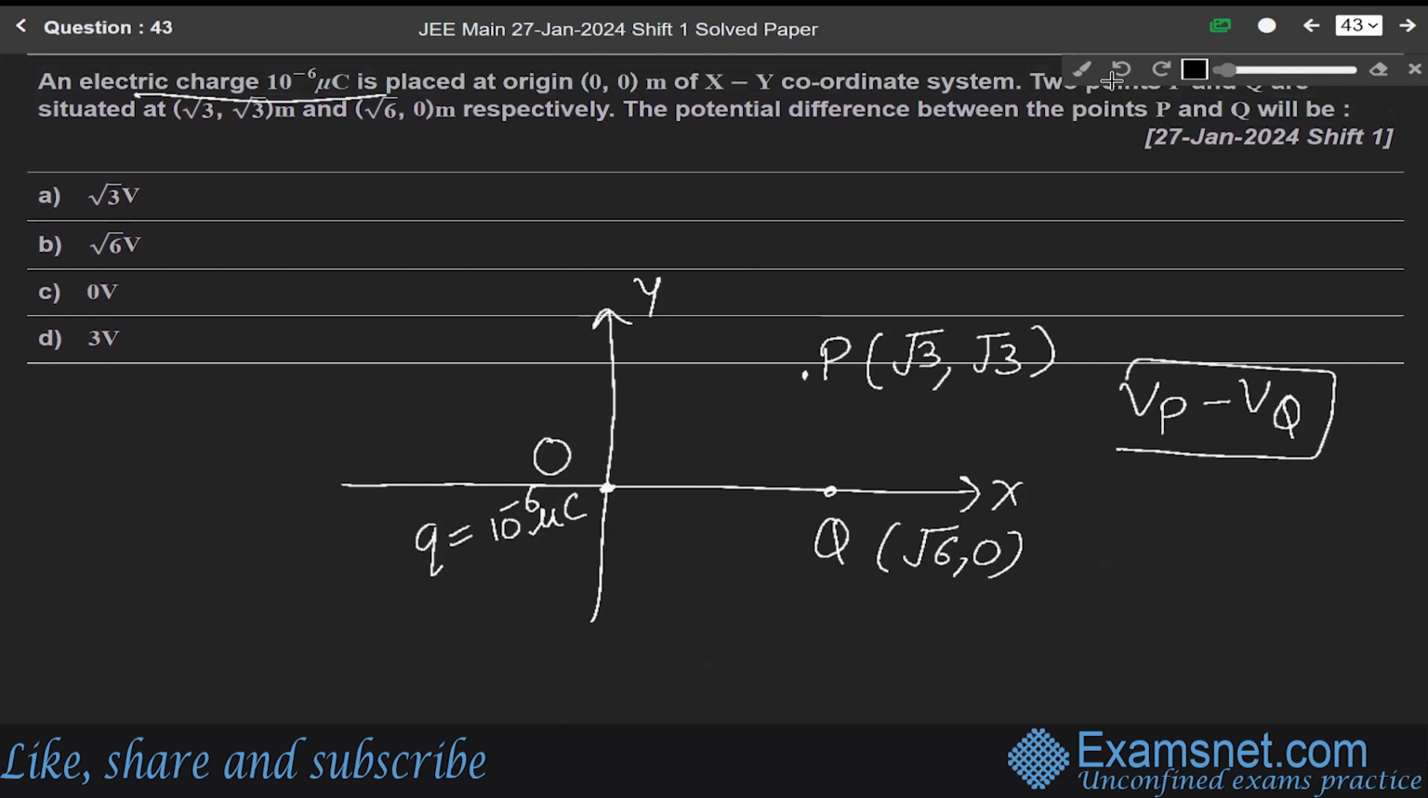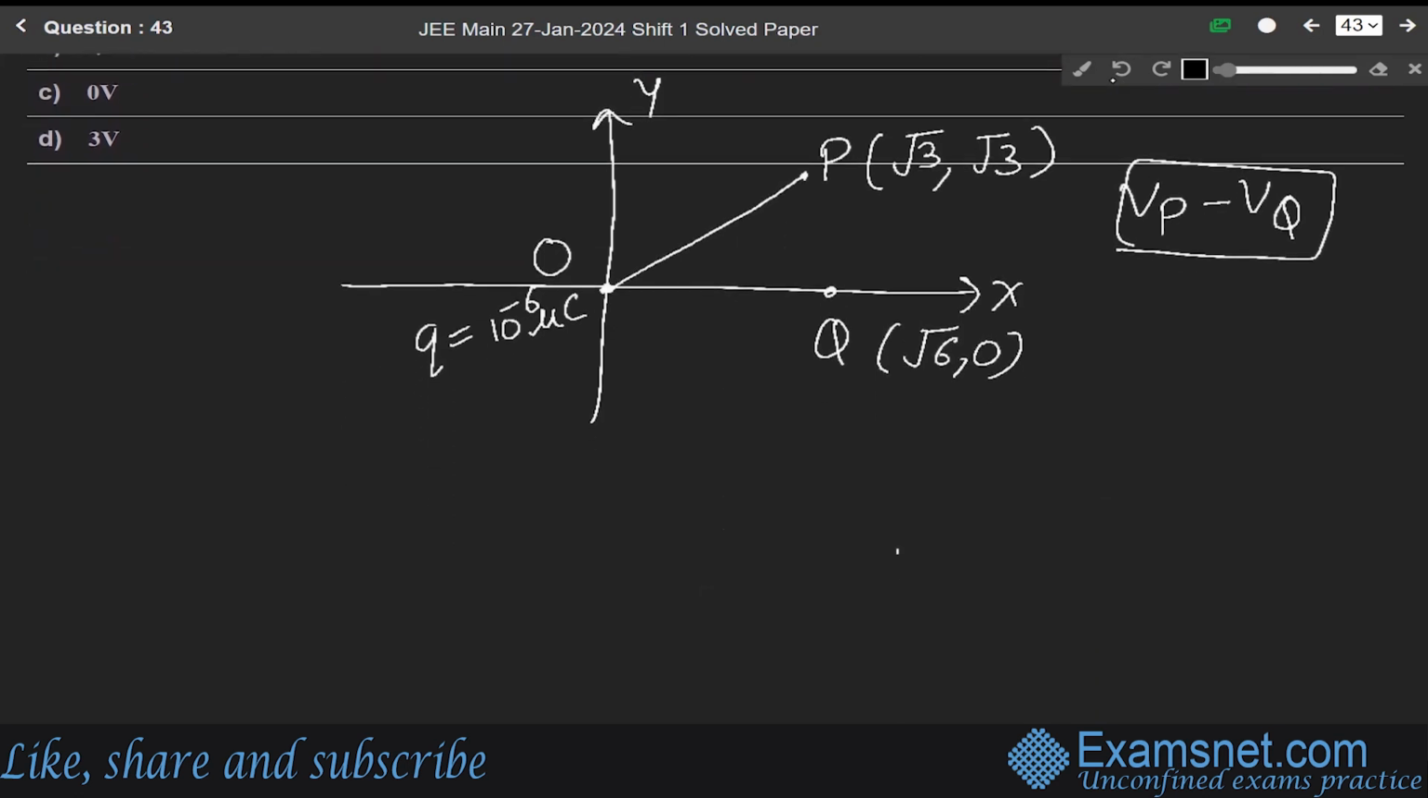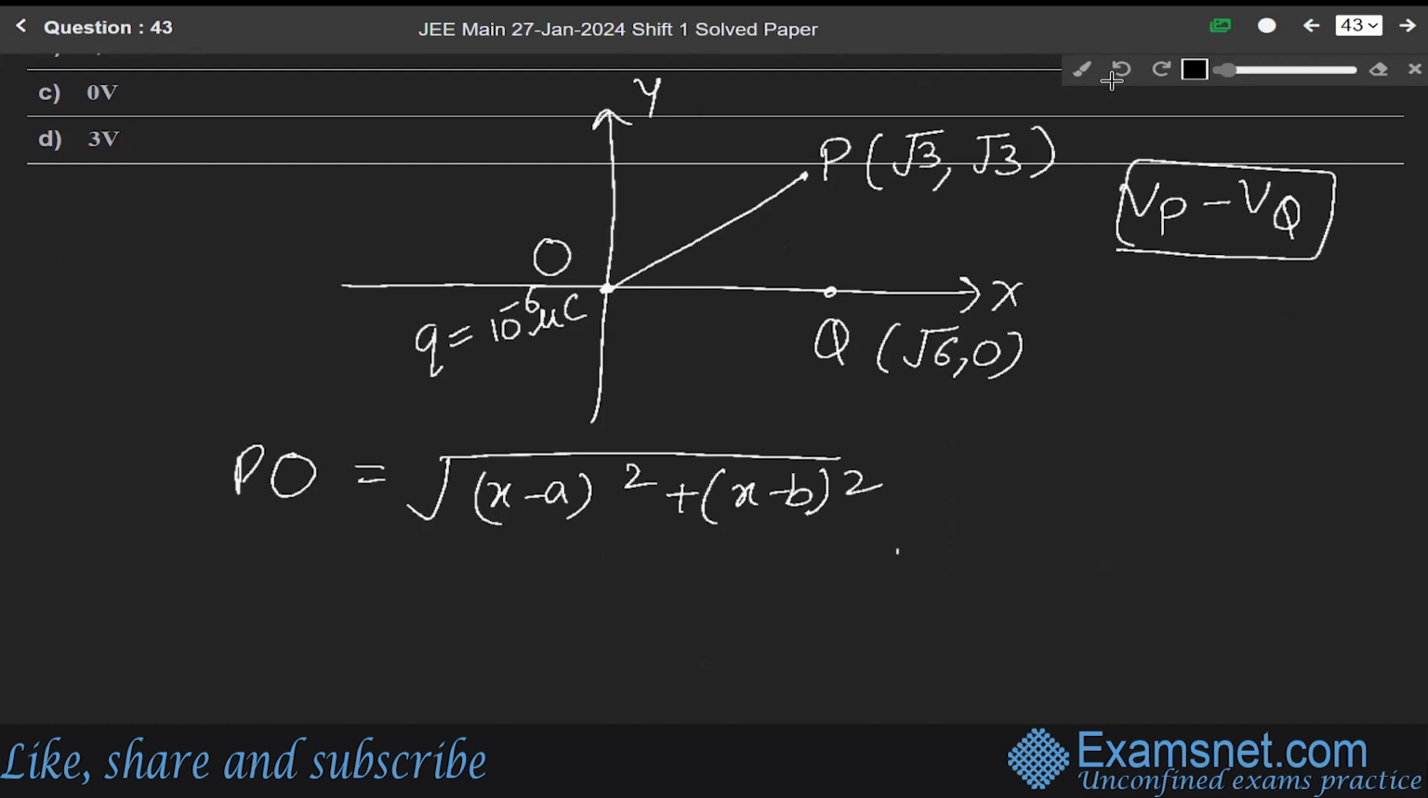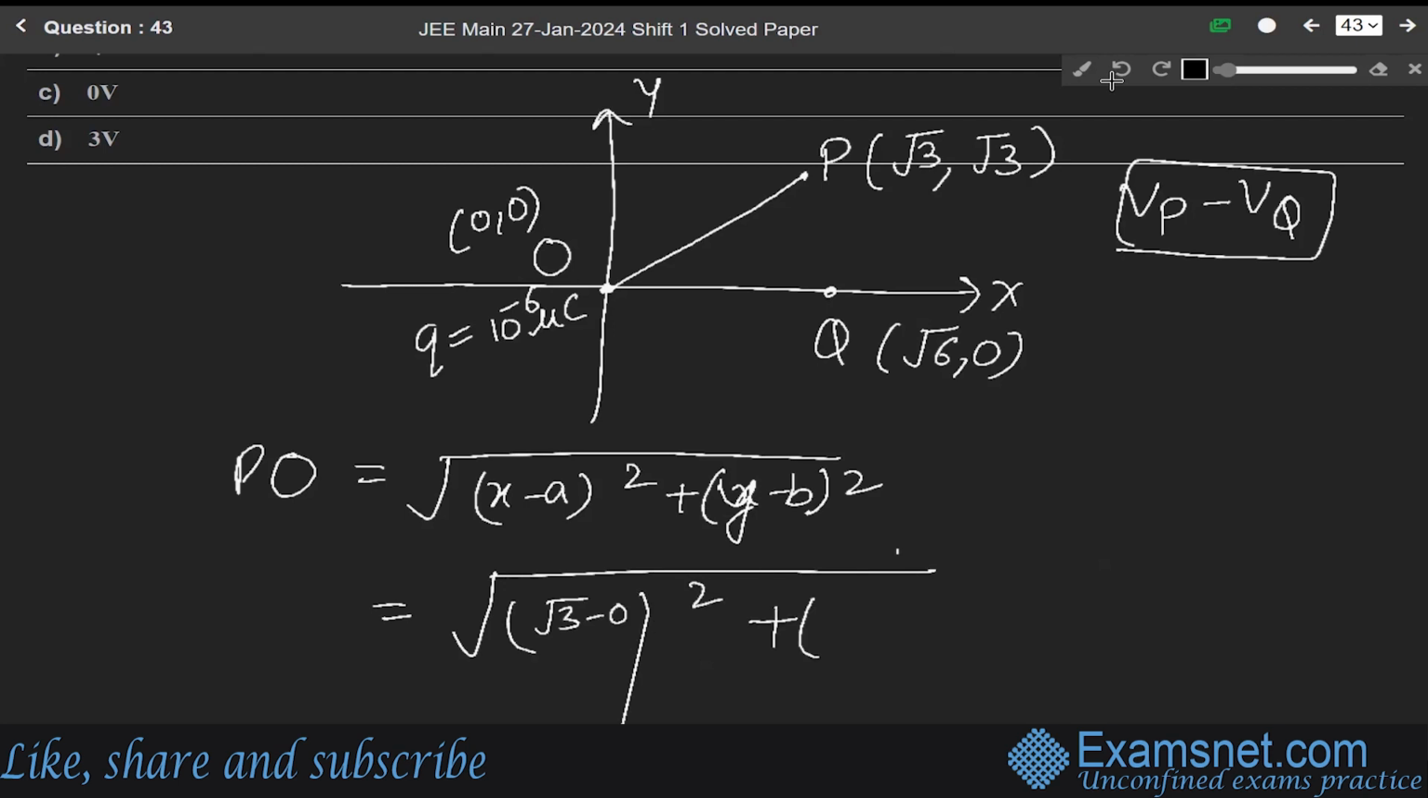So now the distance of this point P from origin O, we find using the distance formula. What is the distance formula? Under root of (x minus a) square plus (y minus b) square. So it will be x1 minus a square, same. So √3 minus 0, origin means 0, 0. It means (√3 minus 0) square plus (√3 minus 0) square. So it will be √6.